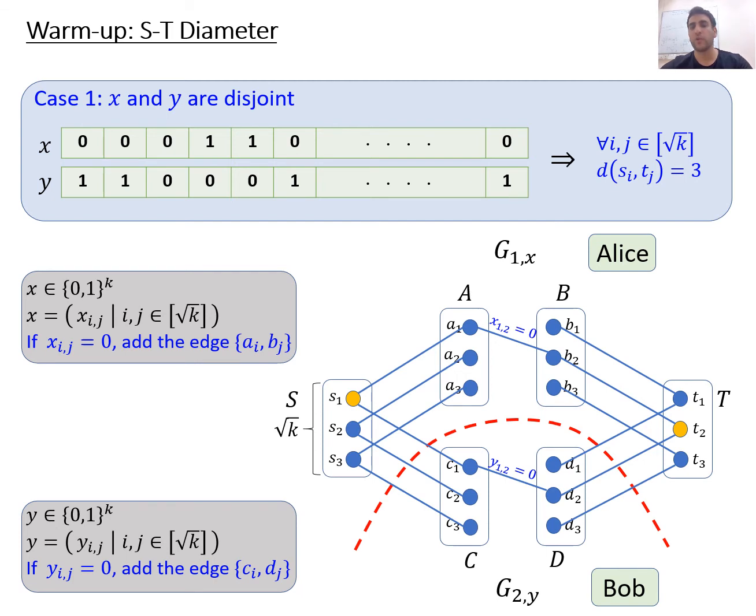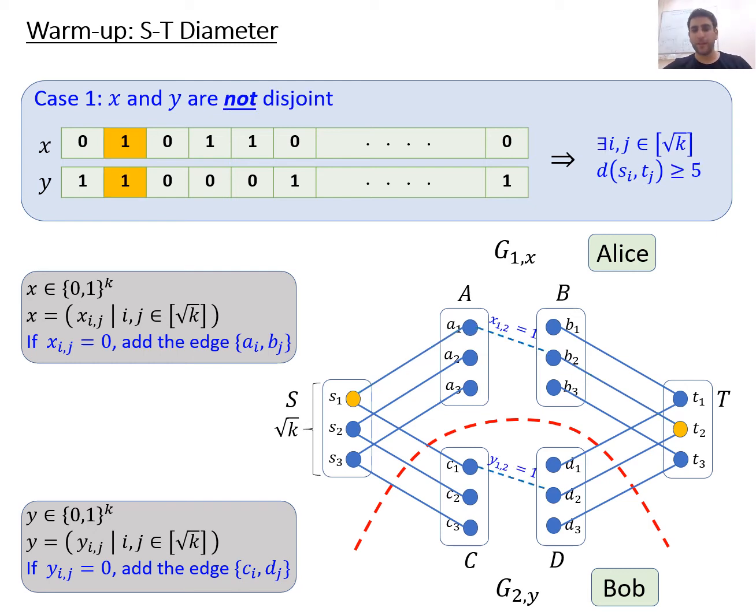So let's assume without loss of generality that x12 is 0. So we have an edge between A1 and B2. Okay? And because we have this edge, it implies that there is a path of length 3 between S1 and T2. Okay, and you can prove the same for any Si and Tj using a similar idea.